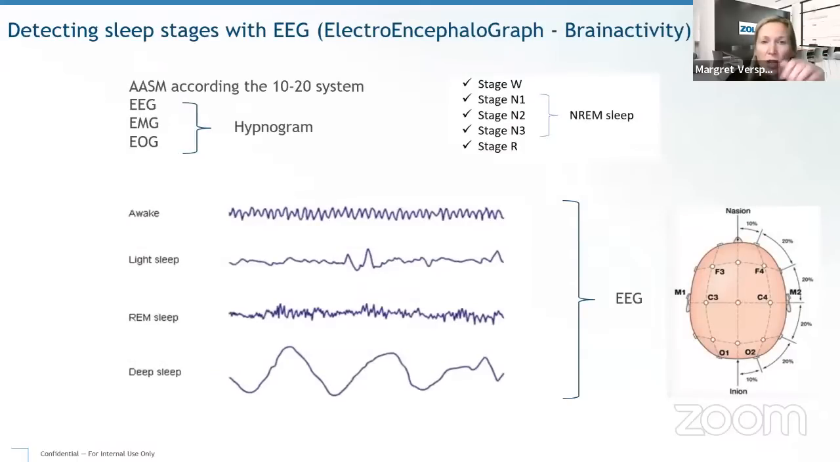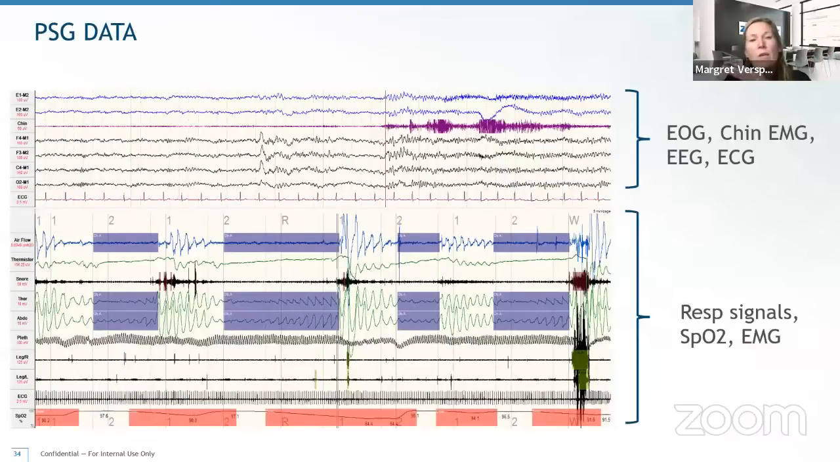So the EEG is what we got from the electrodes on the head. And when we have everything together, the PSG data, this is what we got from the EOG, the chin EMG, the EEG, and the ECG. So we have here a 30-second page. We can see here brain activity. We can see the patient is in stage N2. This is a K complex with sigma activity. And this is an arousal.